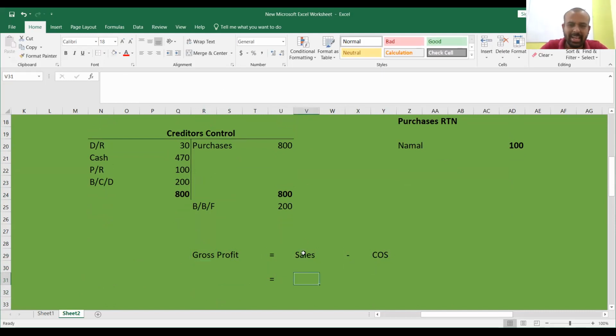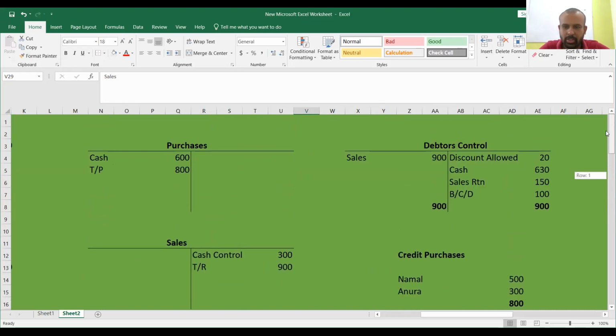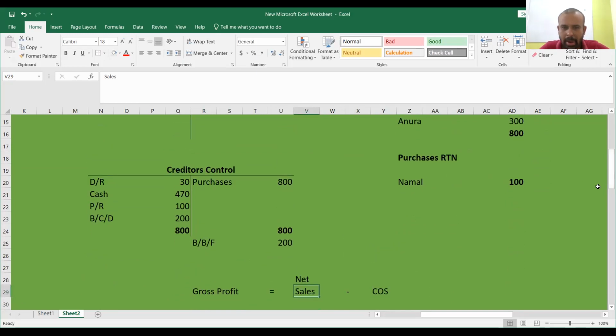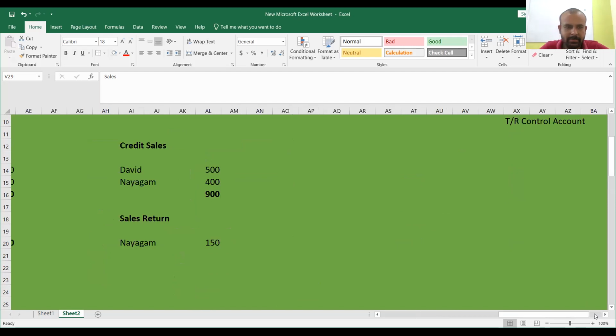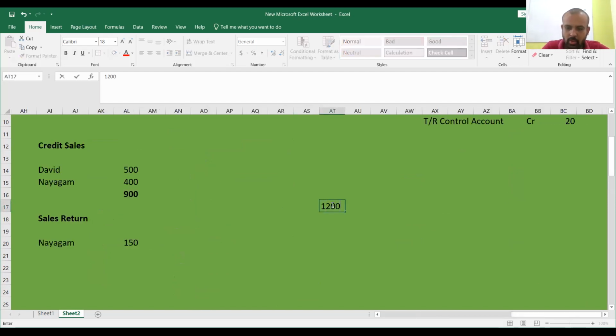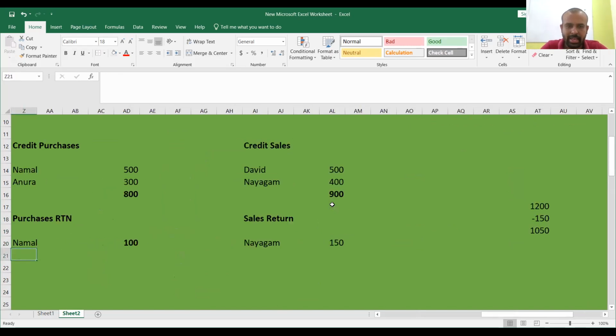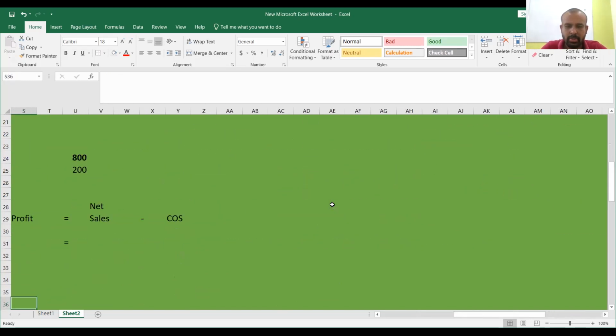Net sales: sales minus sales return. If you move into the sales account, you can see you had a balance of 1,200. Sales return, 1,200, no, 300 plus 900. Sales return 150. 1,200 minus 150. It will be how much? 1,050. And the sales return will be how much? It's 1,050.